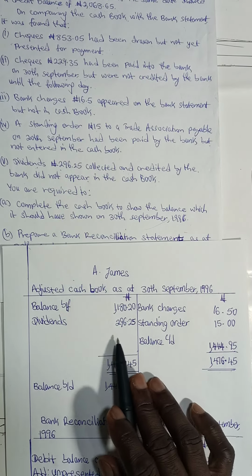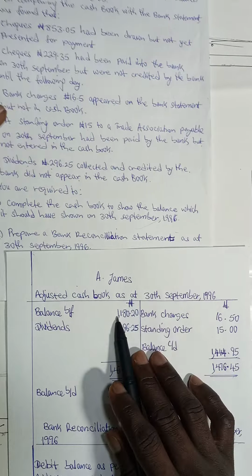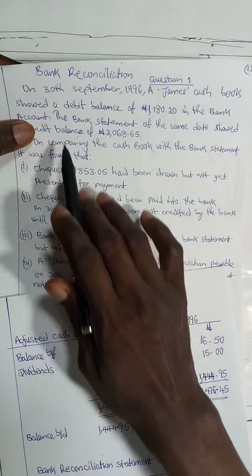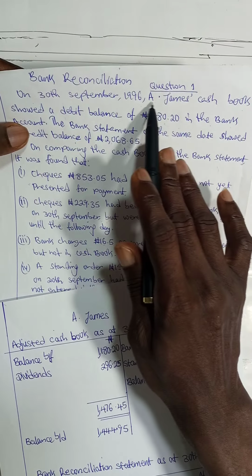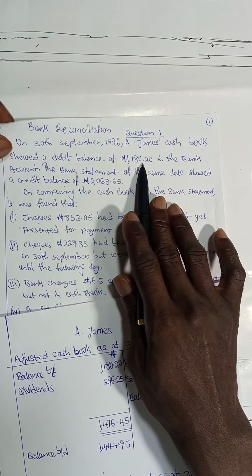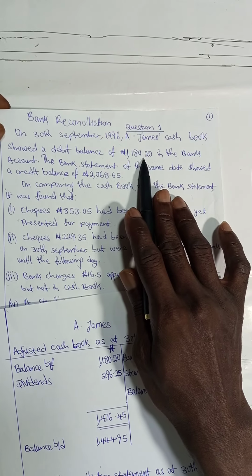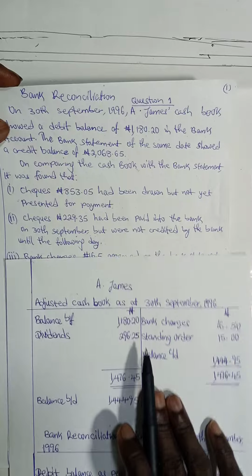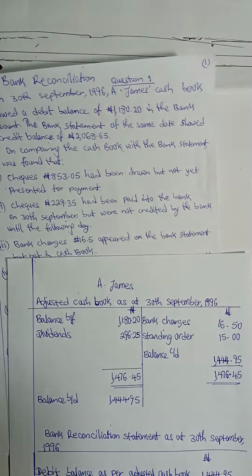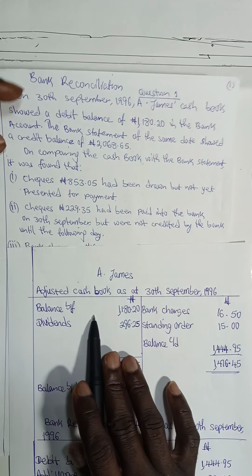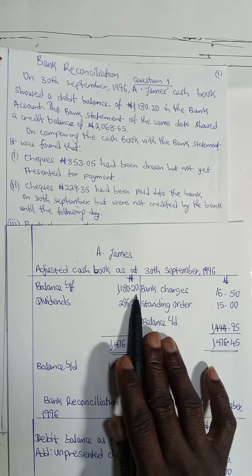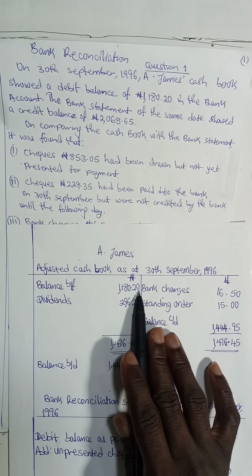So as we said earlier, the balance brought forward in the cash book on 30th September 1996 showed a debit balance of 1,180 naira 20 kobo. So a debit balance in the cash book will be brought forward to the adjusted cash book as a debit balance. So here is the figure, 1,180 naira 20 kobo.